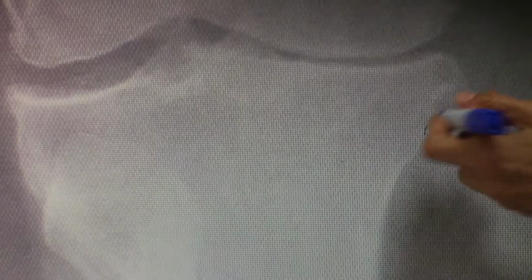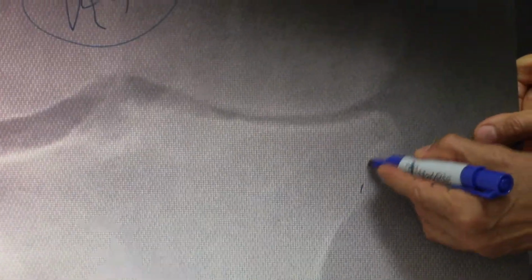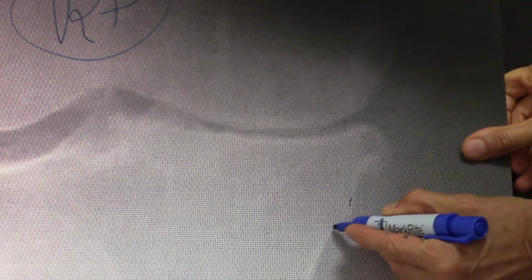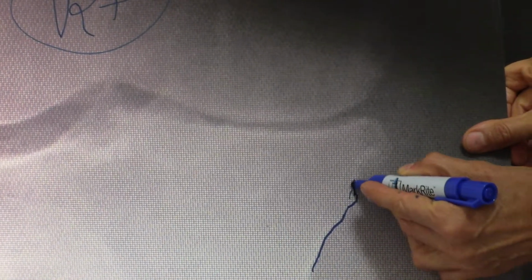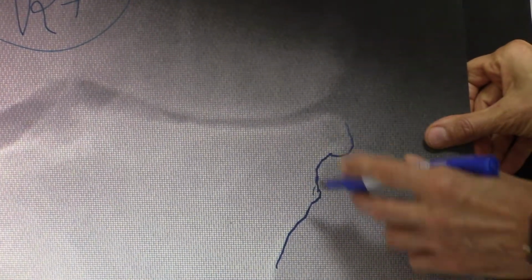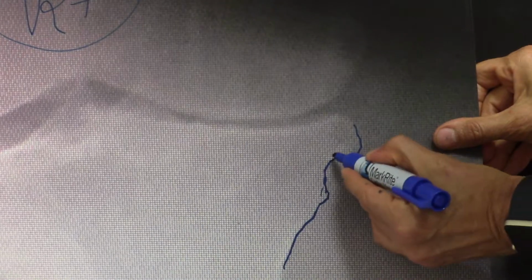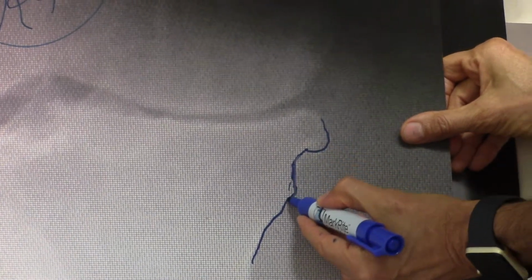Look, I'm going to show you the right one again. This is the right one. You see this little concavity right over here. You see these sharp angles right here. It goes up like this, and then you see this concavity right here. And then you have the osteophyte formation right here. This is typical degenerative change. But this tibial plateau is relatively normal.